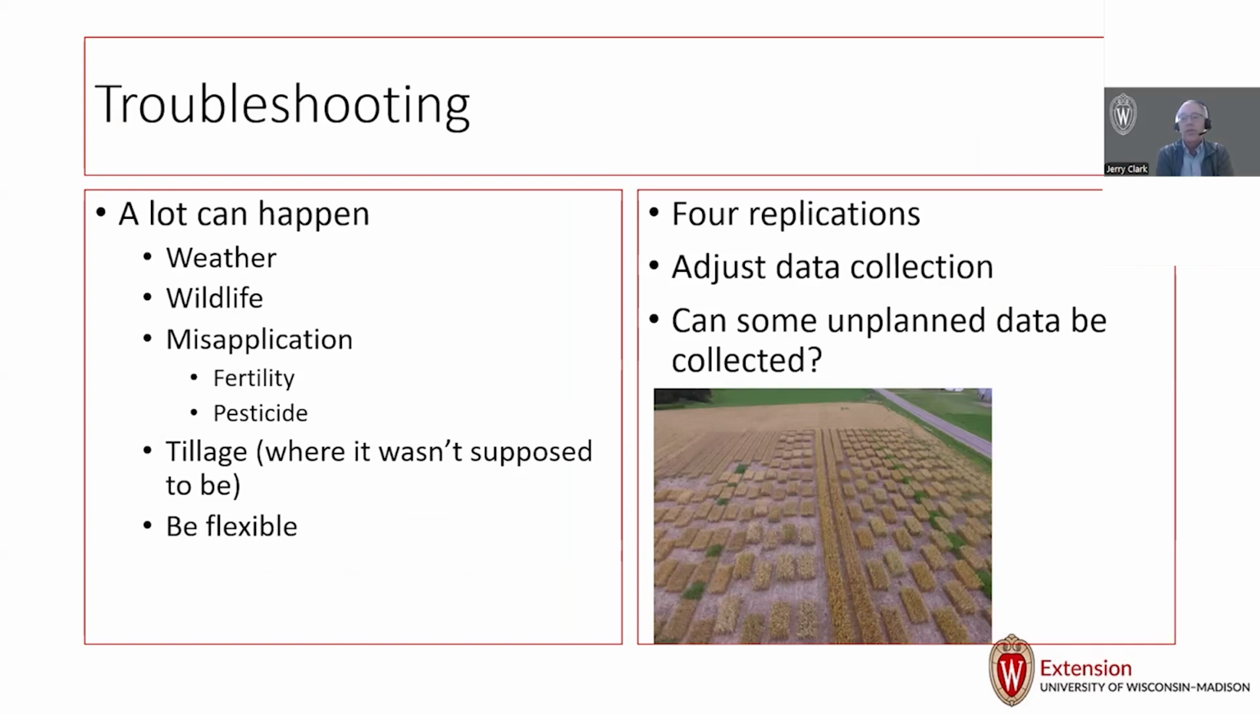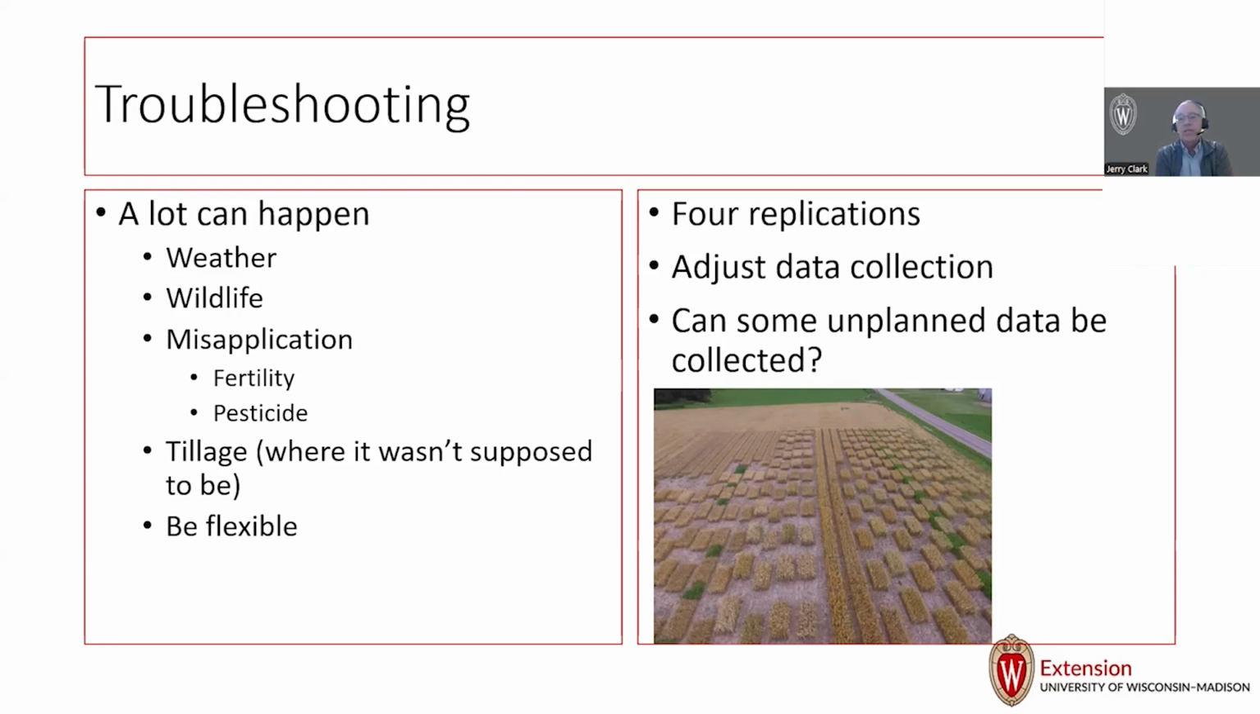If you lose 1 or 2, and you only have 3 replications, if you lose 1, now you're just kind of doing a comparison. There's not a lot of statistical analysis that can be done at that point. So if you have 4 replications, you lose 1, you still have 3 to do some stronger statistical analysis.